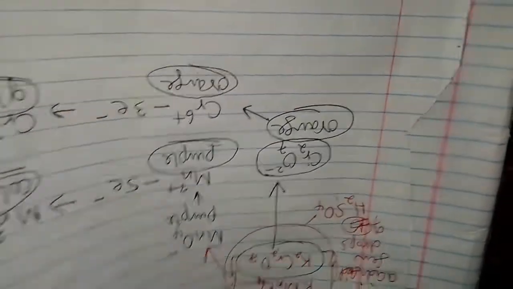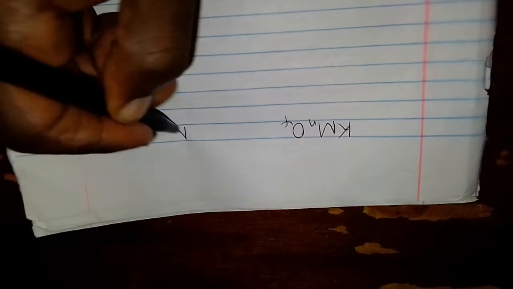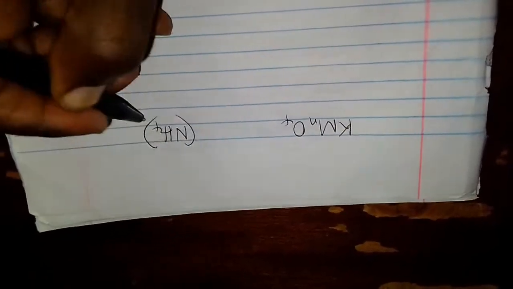Now I'll use a practical example to explain this, and this is what I'm going to use. Let me say, for example, I have potassium manganate 7 as my oxidizing agent and the ammonium iron 2 salt.